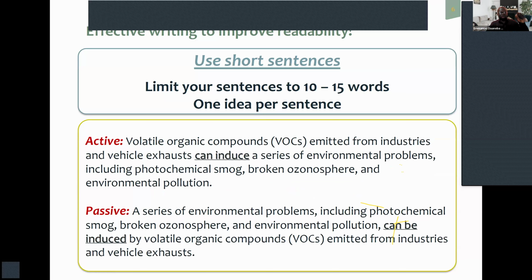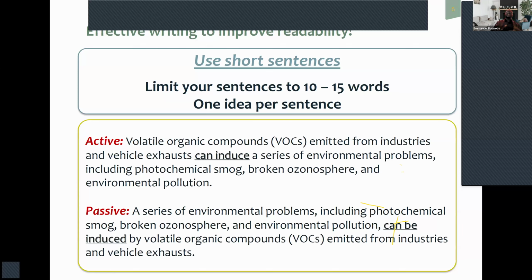Now let's see another example. Volatile organic compounds, VOCs, emitted from industries and vehicle exhaust can induce a series of environmental problems, including photochemical smoke, broken ozonosphere, and environmental pollution. You see, this is direct. The causative is there first. Volatile organic compounds can induce. Then you are bringing the effects at the end. But now in the passive, you say a series of environmental problems, effects coming, including photochemical smoke, broken ozonosphere, and environmental pollution can be induced by volatile organic compounds emitted from industries and vehicle exhaust.